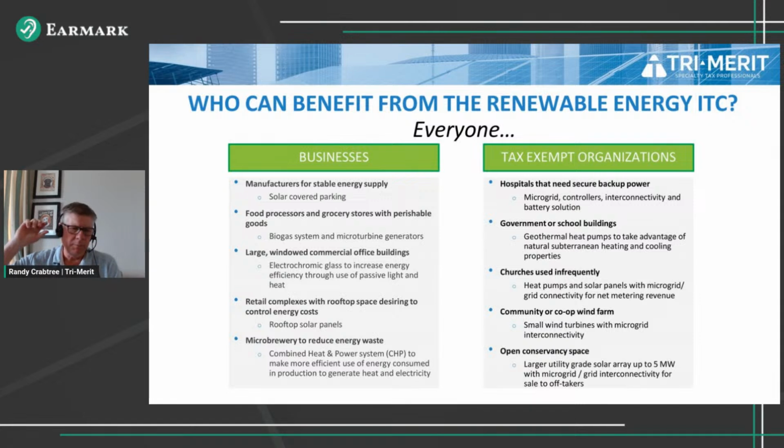So Barry will expand on this, but the bottom line is, if you're a business, whether you're paying taxes or not, you could take advantage of this. If you're a tax exempt organization that can qualify, you can take advantage of this by basically turning it into a refundable credit. And that's why this is exciting. That's why there's a lot of opportunity.